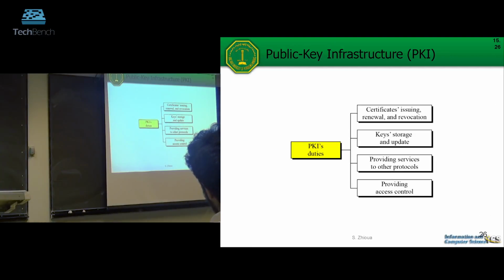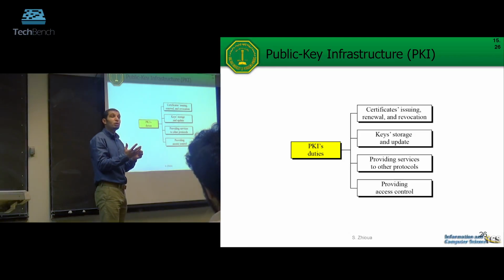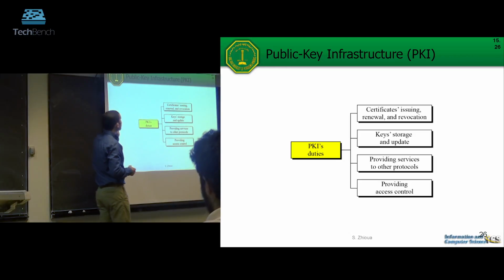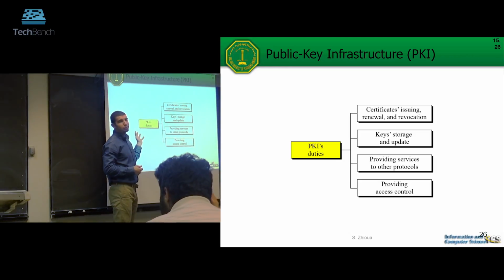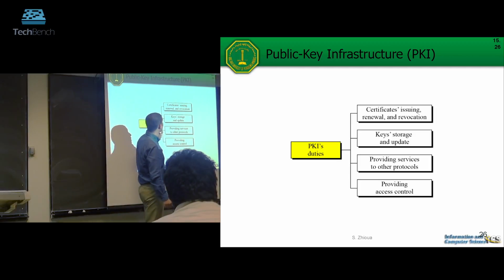So these are the tasks of the certification authority and the way to authenticate certificates. This is called public key infrastructure, or PKI. PKI is the whole system for securely distributing public keys. PKI is a very important concept. So, PKI's duty: certificate issuance, renewal, and revocation. This is the job of the certification authority.